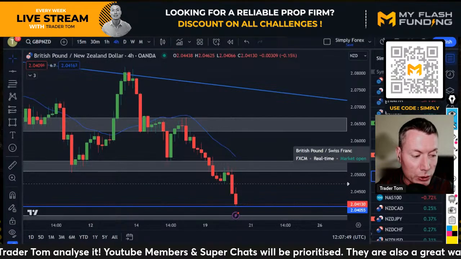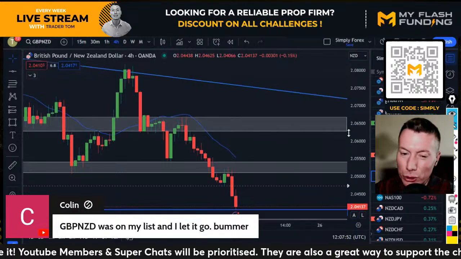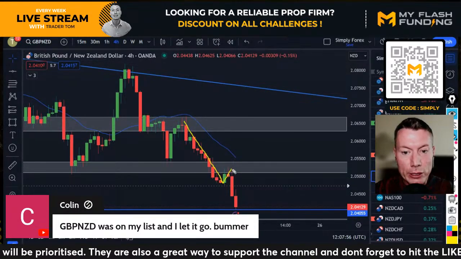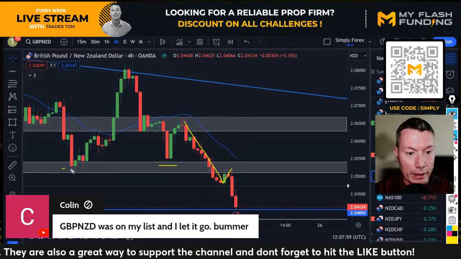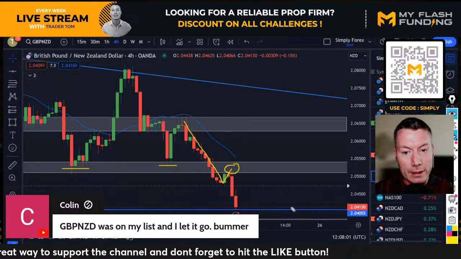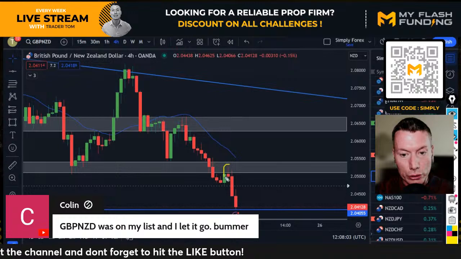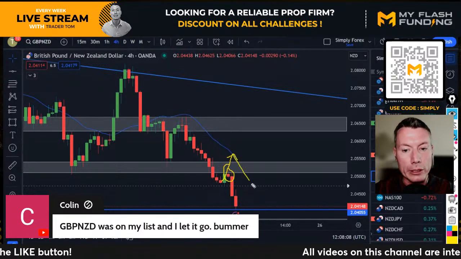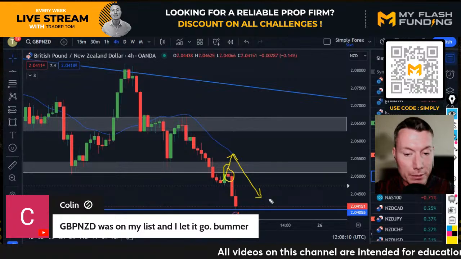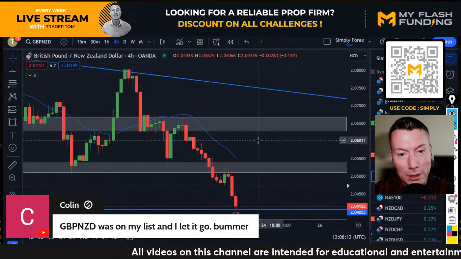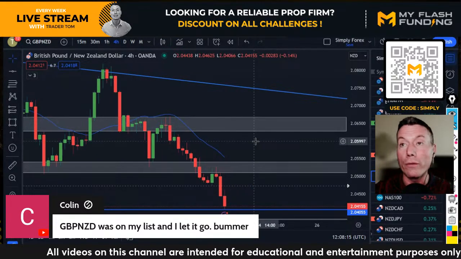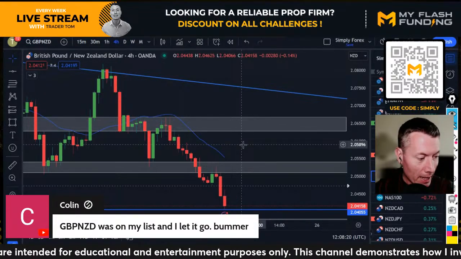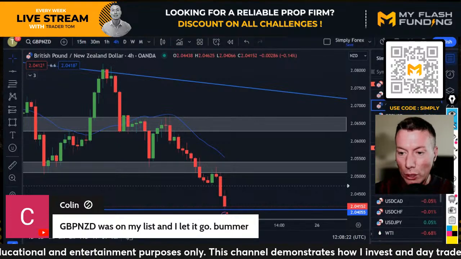So Colin, pound New Zealand was on my list and I let it go. It was a tricky one. It did retrace to an area of resistance, and we got a reaction. But like I say, guys, I just wanted more of a retrace to come lower. But no problem. We will sometimes miss trades as a result of wanting such a big retrace. So there you go. Right, let's take a look at US dollar 30.